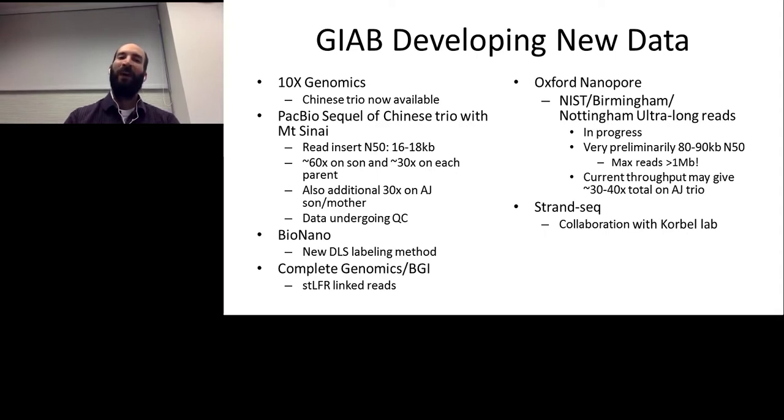And then we're also in collaboration with University of Birmingham and Nottingham in the UK, working on developing ultra-long reads from Oxford Nanopore. We're preliminarily getting really long reads, like 80 to 90 kb and 50, probably at lower coverage across the trio than our other data sets, but still likely to be really useful for resolving some of these complex regions. And then we're also looking into potentially getting Strand-seq data, which can help with phasing and inversion detection.